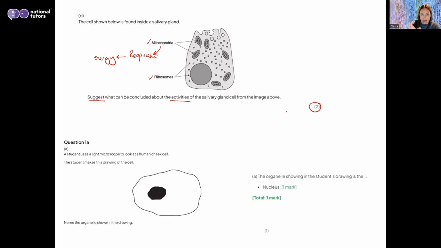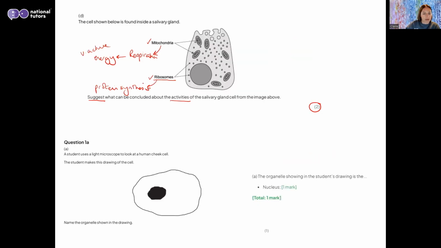Just dive straight in to go, right, okay, they've labeled mitochondria. So if I know that there's lots of them, mitochondria have a chemical electrical respiration, they provide energy, it must be a very, very active cell. And a salivary gland is constantly secreting things and therefore needs to produce stuff, which links us into the ribosomes. So ribosomes, if you remember, are there for protein synthesis. Remember, synthesis means to make. So therefore, this cell produces a lot of proteins. So that will be your answer in nice sentences, obviously.